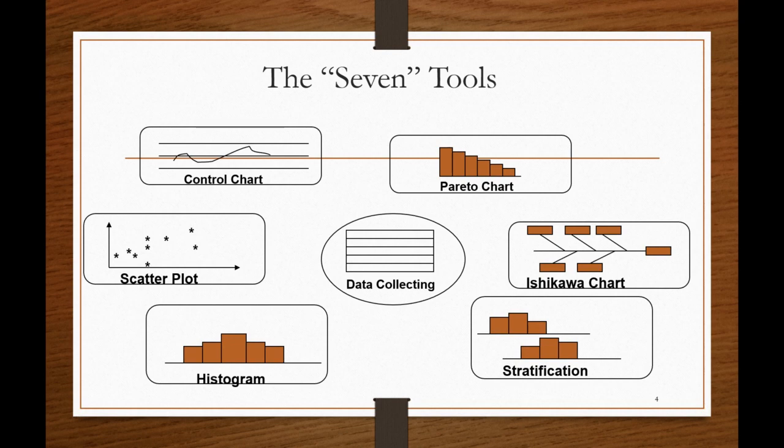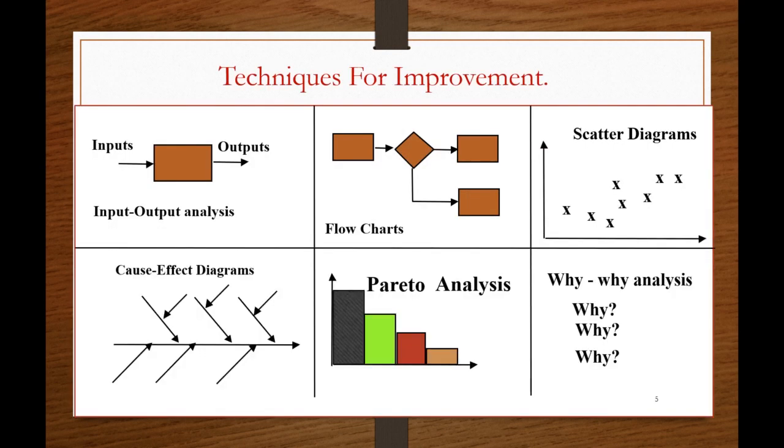So stratification means it's a technique that separates data gathered from a variety of sources so that patterns can be seen. Some lists replace stratification with flowchart or run chart. Here are the techniques for improvement: input-output analysis, flowcharts, scatter diagram, cause and effect diagram, Pareto analysis, and the Y analysis.